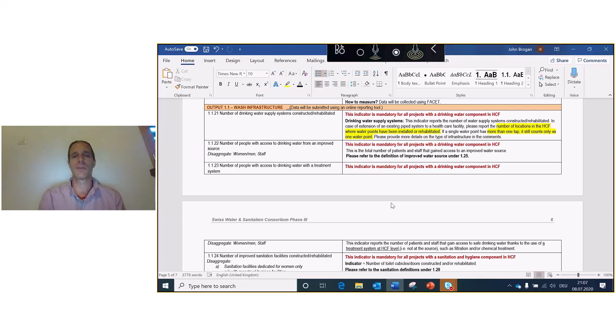So let's say that a given healthcare facility has several wards or several rooms, and there's a water source or water tap in each of those rooms. We would count each of the water points, but we wouldn't count each of the individual faucets or taps within that water point. Each water point within a room or within a ward would be counted as a single water point and would be counted toward that indicator.